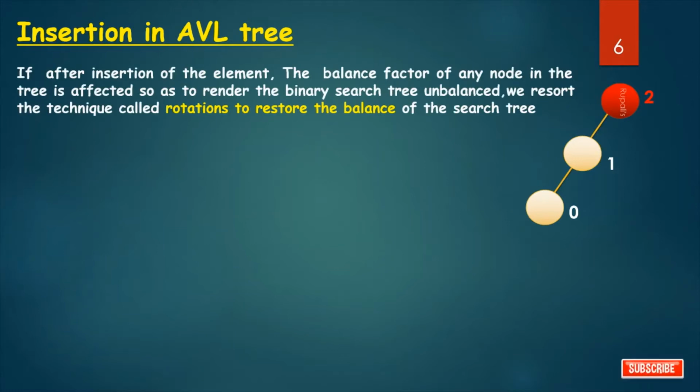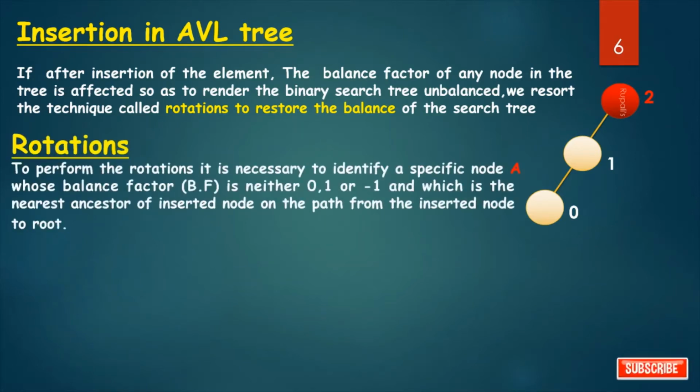If after insertion of the element, the balance factor of any node in the tree is affected so as to render the binary search tree unbalanced, we resort to a technique called rotation to restore the balance of the search tree. What is rotation? To perform the rotation, it is necessary to identify a specific node A whose balance factor is neither 0, 1, nor -1. We have to search for that particular node whose balance factor is neither 0, 1, nor -1.